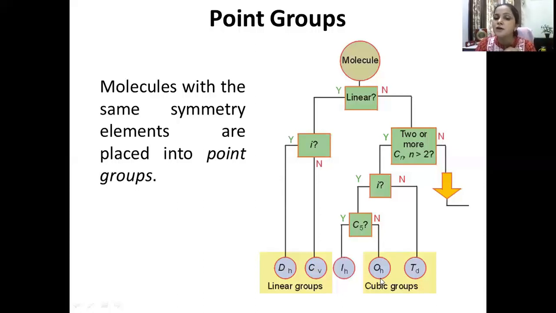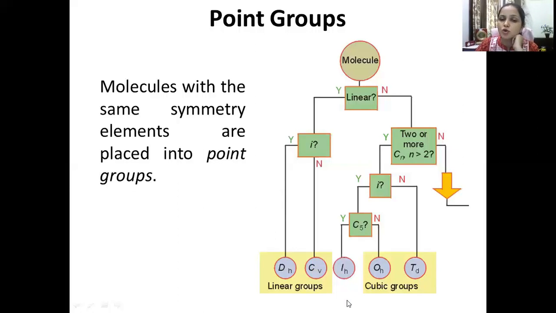And if the molecule does not possess any center of inversion, but still possesses more than two Cn axes, then the structure is tetrahedral. For tetrahedral structures with the same symmetry, where all the atoms are the same, the point group is directly assigned as Td, tetrahedral.